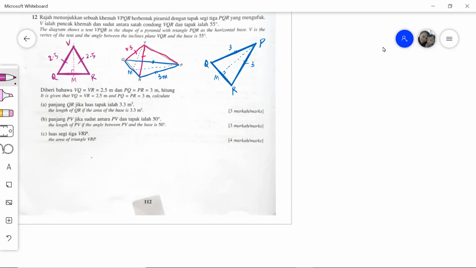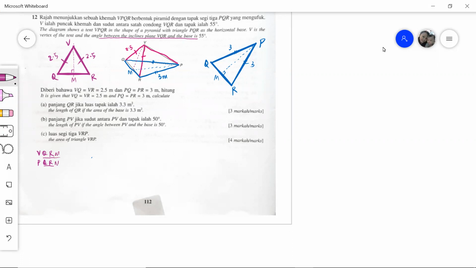It says the angle between the inclined plane VQR and the base is 55. How do we identify the angle between two planes? Now, watch this. When we have two planes, let's just write the two planes side by side. We have VQR and also PQR. First of all, identify the common intersecting line, which is QR. Okay, in this case, our QR, there is an M there.